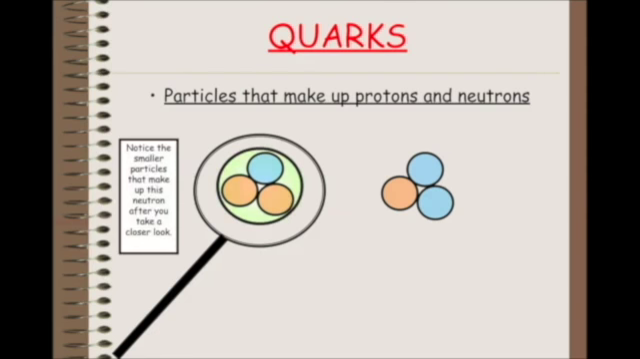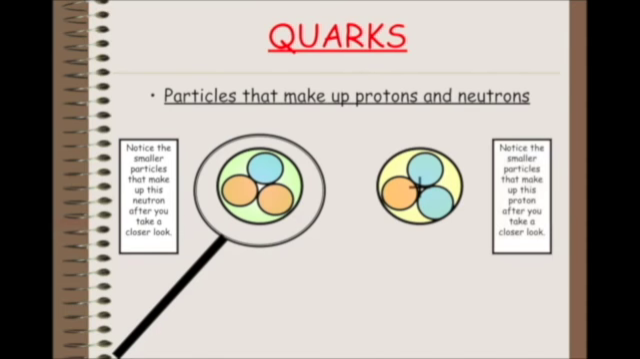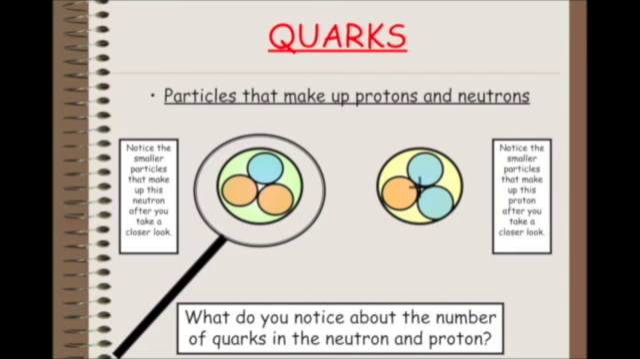Notice the smaller particles that make up this neutron after you take a closer look. There are 2 of one kind, 2 that are orange, and 1 that's blue. And on the other one, there are 2 that are blue and 1 that's orange. So what do you notice about the number of quarks in the neutron and proton? There are 3 of them. And the quarks are what cause it to either be neutral or positive. So make sure you write and highlight quarks and that you put the definition for quarks.